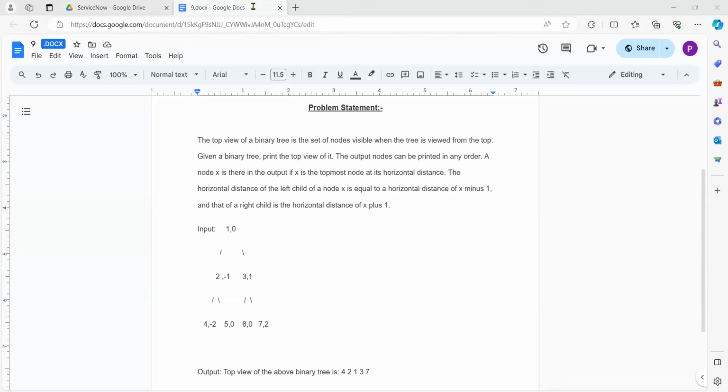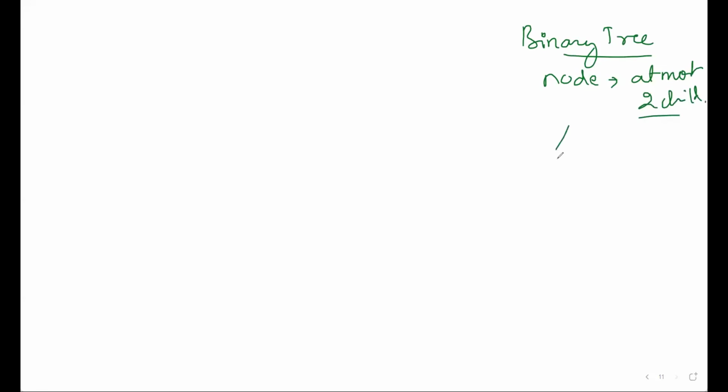Yes, Yamini, I'll explain. Okay, so I'll explain the problem statement one more time. Very simple. We have a binary tree given to you. Binary tree means any node is going to have at most two children. One is obviously going to be left child. Other one is right child.